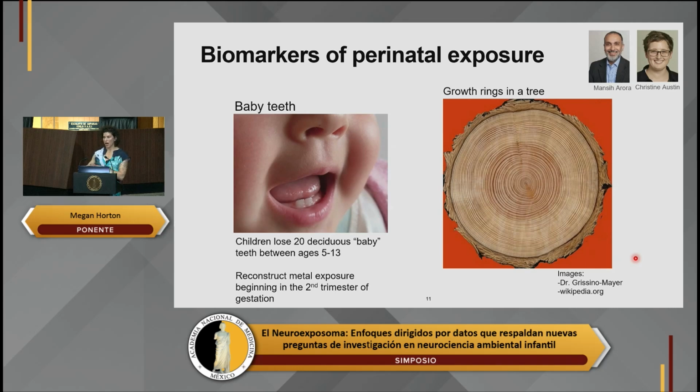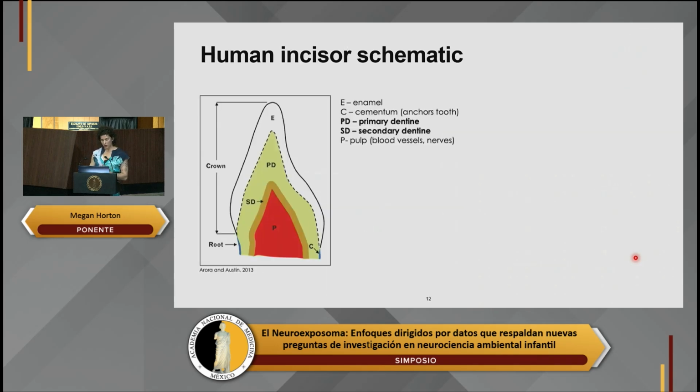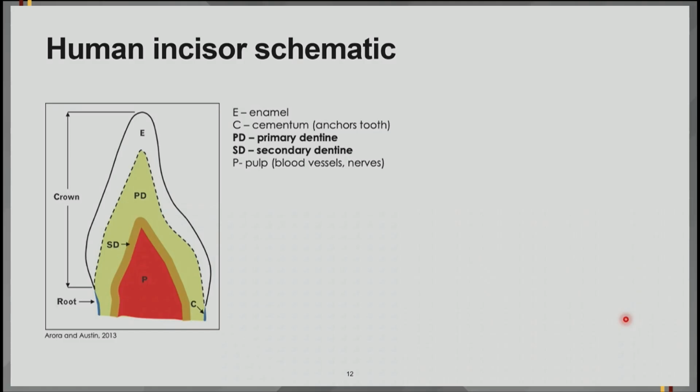So we can look back on a daily, weekly, or monthly basis and see what that child was exposed to from the time that the tooth began developing until the time the tooth was lost. So this is a schematic of a human incisor, so a tooth, where you're looking at the way the tooth erupts from the gums, and just briefly we're looking at the enamel, the primary dentine, the secondary dentine, and the pulp.